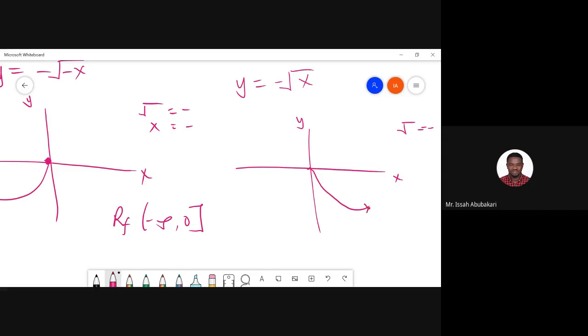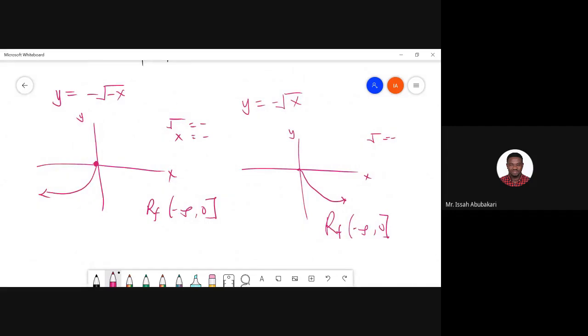And the range of the function is going to be negative infinity to 0. Is that okay? All right, so that will be the end. Now let's try to solve some questions together.